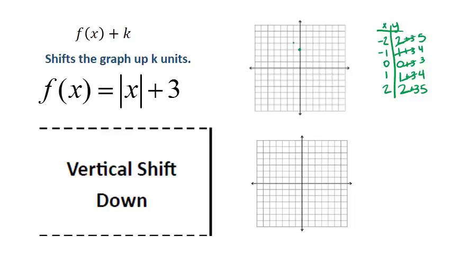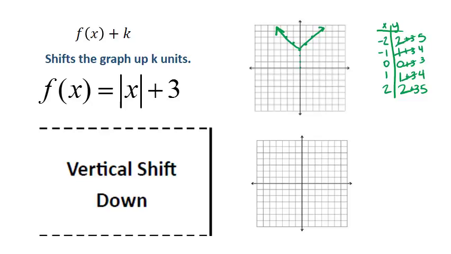0, 3, negative 1, 4, negative 2, 5, 1, 4, 2, 5. Here is our v. So as you can see, it's the parent function for an absolute value shifted from the origin up 3 units.